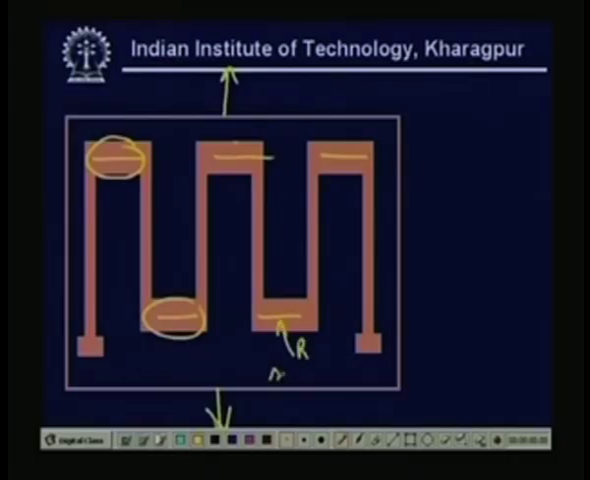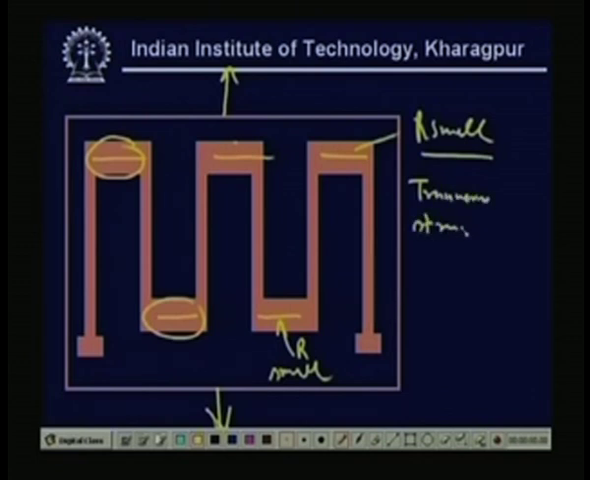So, these end portions are very thick. So, the resistance is small, R small here. So, the transverse strain error will be minimum.